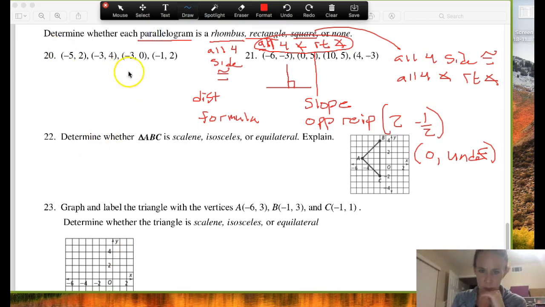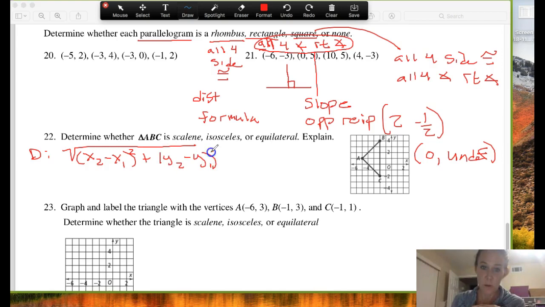Real quick for the rest of the lesson, I just want to make sure we know distance formula. So I'm going to write distance formula here. The distance is the square root of subtracting the two x's, the two x values squared, plus the difference of the two y values squared. Okay, there's your distance formula.